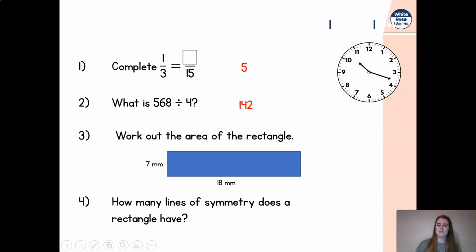What is the area of this rectangle? So if it's the area, we have to multiply them together to give us that middle number. When it's area, it's got to be squared: centimetres, millimetres, metres, squared. Okay, so the answer is 126 millimetres squared.